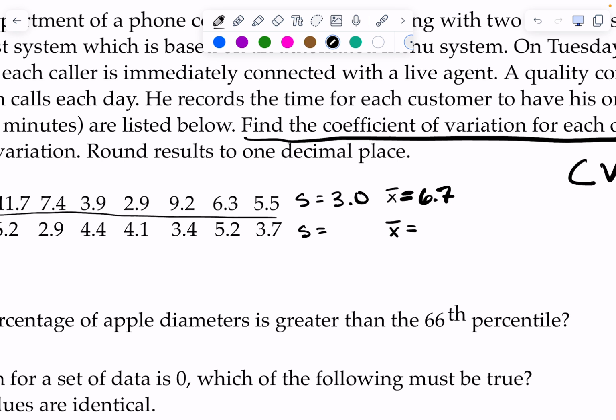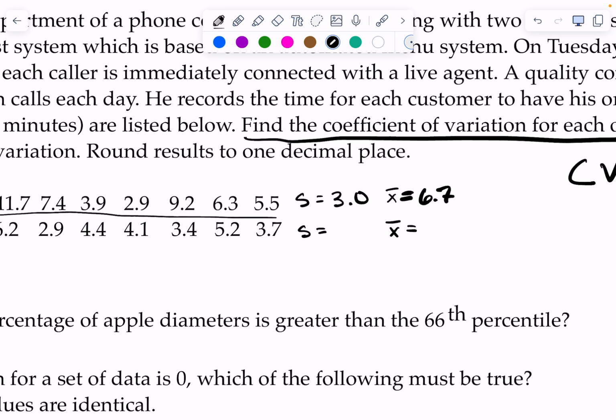I'm pretty sure on the test I give you the standard deviation and average when I ask for coefficient of variation. So you're welcome. Can I put both the numbers in at the same time on two different lists? Sure. How do I do it? Go to one variable stats.